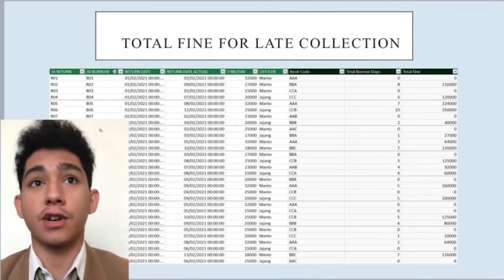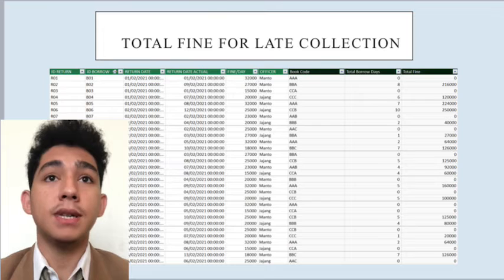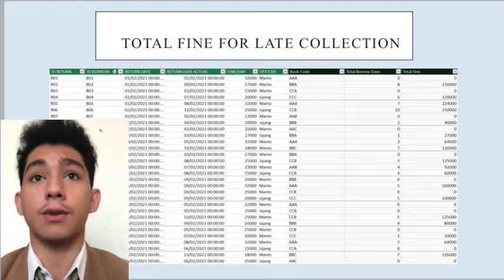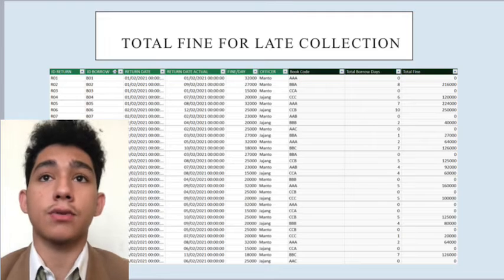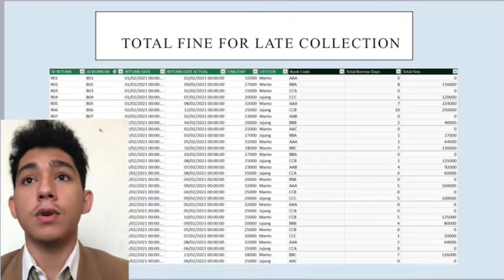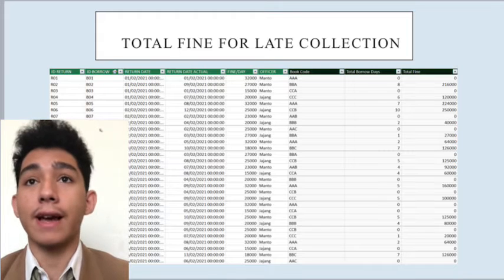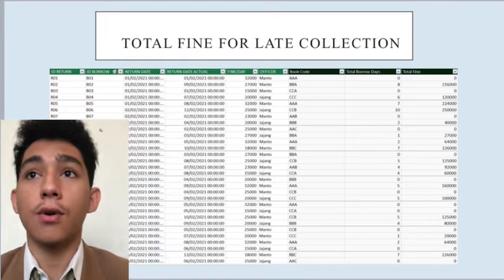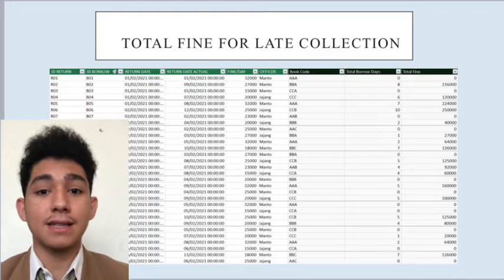Total fine for late collection, for example, is R02. The ID borrow is B02. He must return the book on 1st of February 2021, but he returned the book on 9 February 2021. The fine per day of the book is 27,000. So the total borrow days that he is late is 8 days. So the total fine is 27,000 rupiah multiplied by 8. So the total fine that he must pay is 216,000 rupiah.